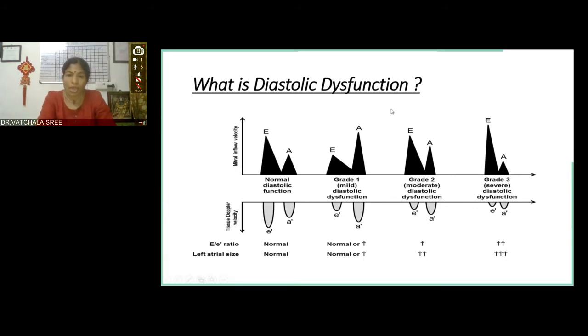So in grade 1, you have an E wave which is shorter than normal, whereas in grade 2 and grade 3, you have an E wave which can be equal to or taller than normal. In grade 1, you have an A wave that is taller than normal, whereas in grade 2 and grade 3, you have an A wave that is shorter than normal. And similarly, it is represented by the tissue wave Doppler. We'll come to this when we discuss tissue wave Doppler.